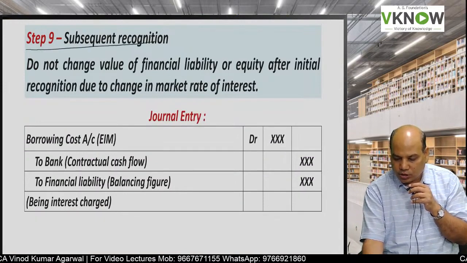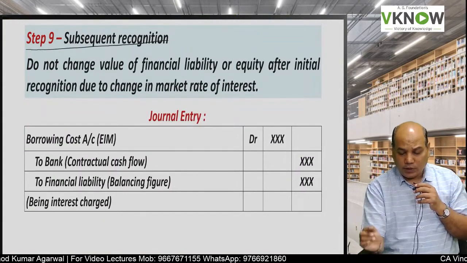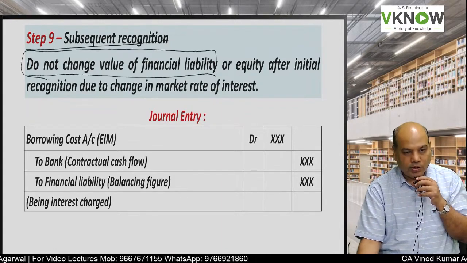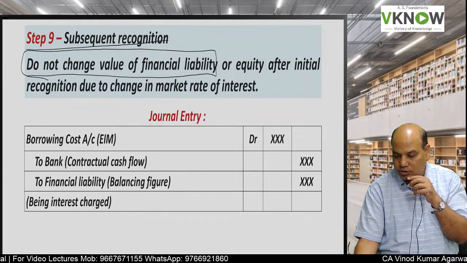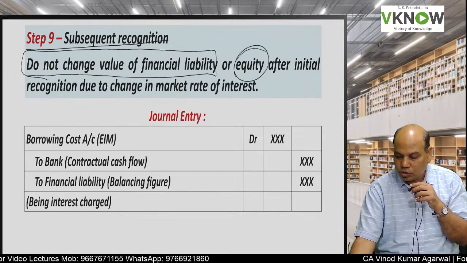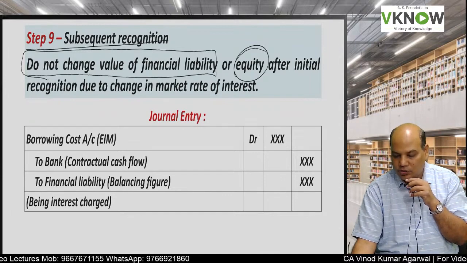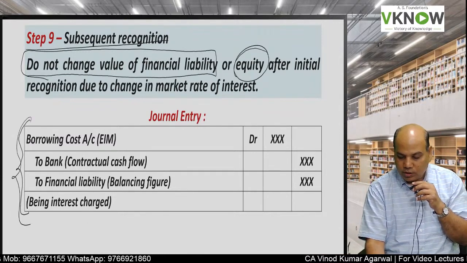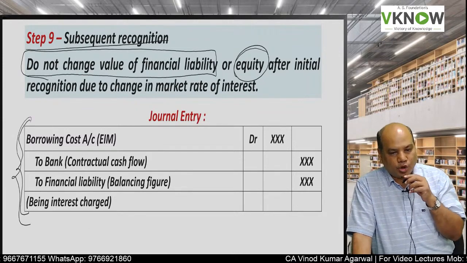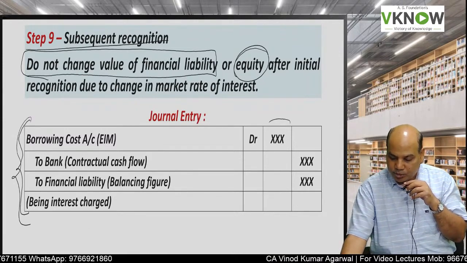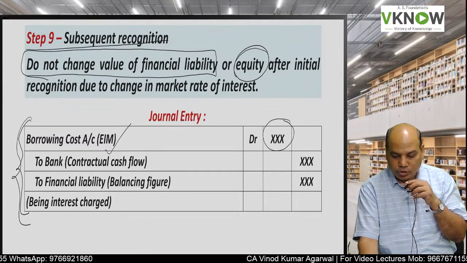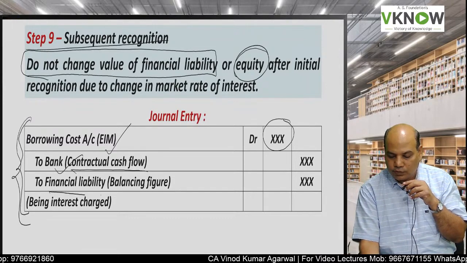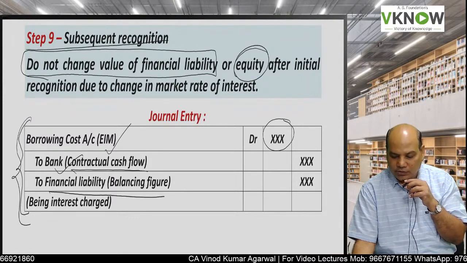What about subsequent accounting? If the financial liability is an amortized cost instrument, its fair value will not change. And as you know, equity is not fair valued again after initial recognition. Then as usual, we will record borrowing cost account debit based on effective interest, to bank account the payment made, and to financial liability we will adjust the balancing figure.